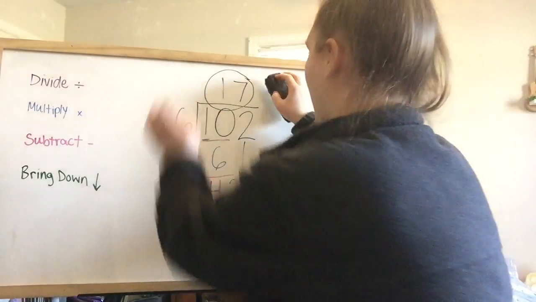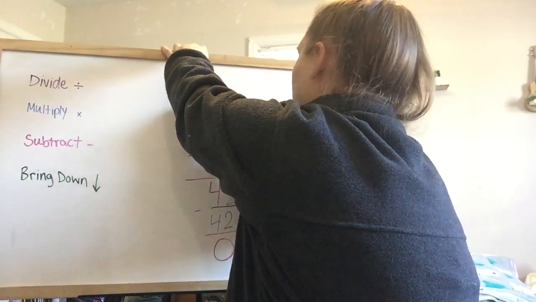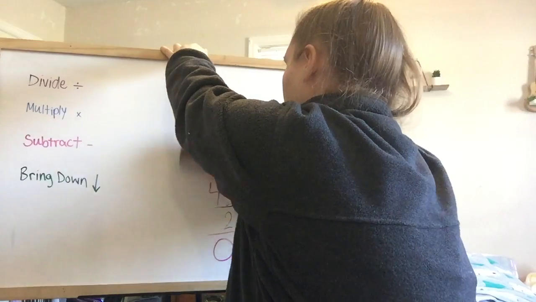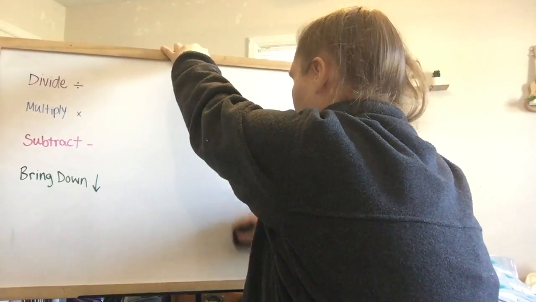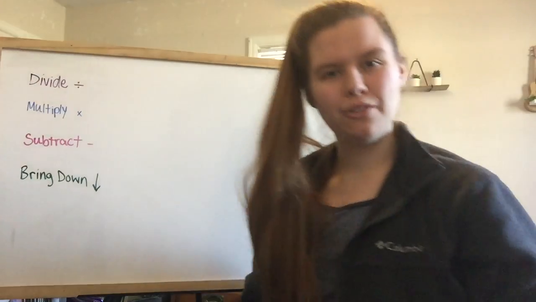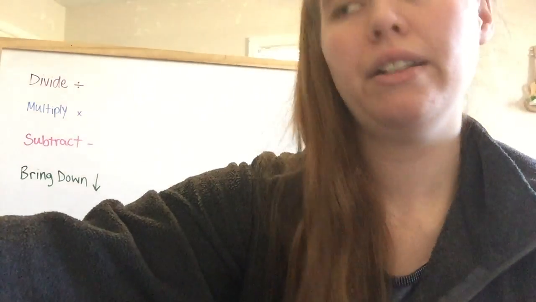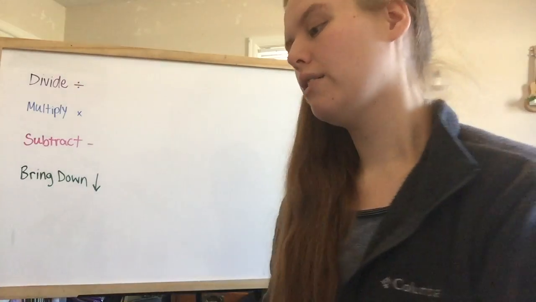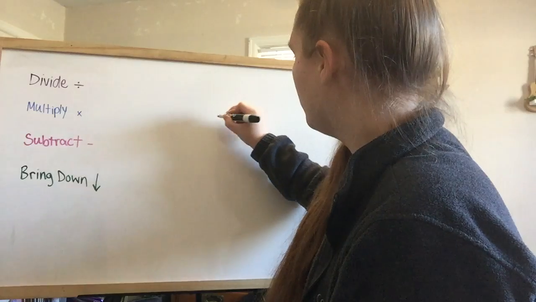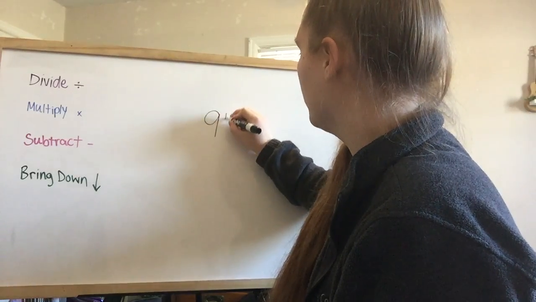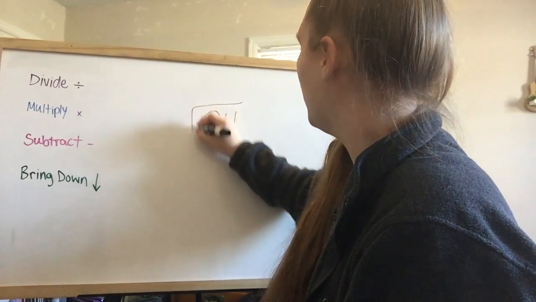So see, it's not that bad. Next, we're going to do another problem together, but this time there's going to be something just a little bit different at the end, okay? But don't be scared. It's not a hard different. It's just a different. So now let's do 94 divided by 4.